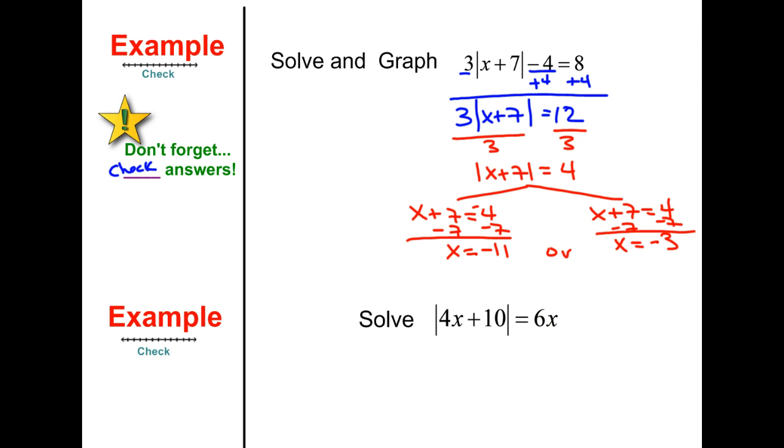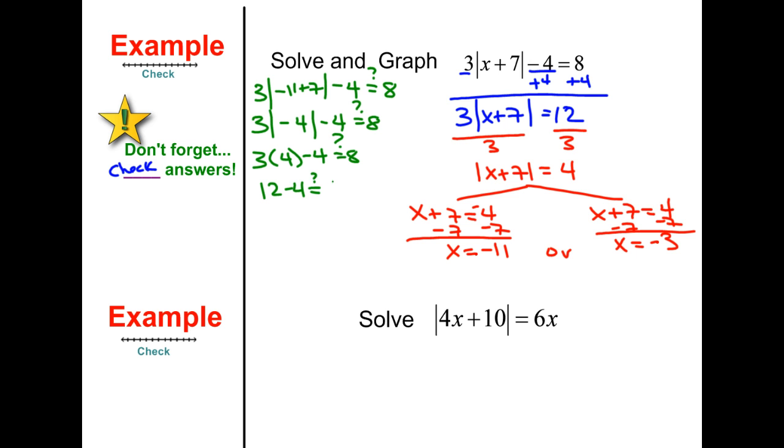Now we have to make sure that both of these work. So let's plug them in. I'm going to plug in first over here. I'm going to plug in 3 times the absolute value of negative 11 plus 7, minus 4 equals 8. So negative 11 plus 7 equals negative 4. So the absolute value of negative 4 is 4, so it's 3 times 4 minus 4 equals 8. So we should put question marks there, sorry. So 12 minus 4, does that equal 8? Well, of course, 12 minus 4 equals 8. It's 8 equals 8. So that one works.